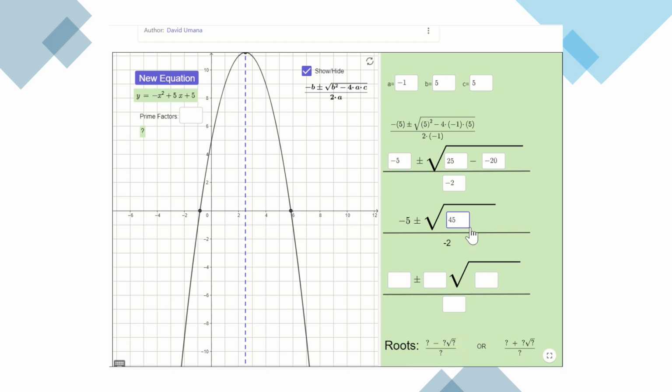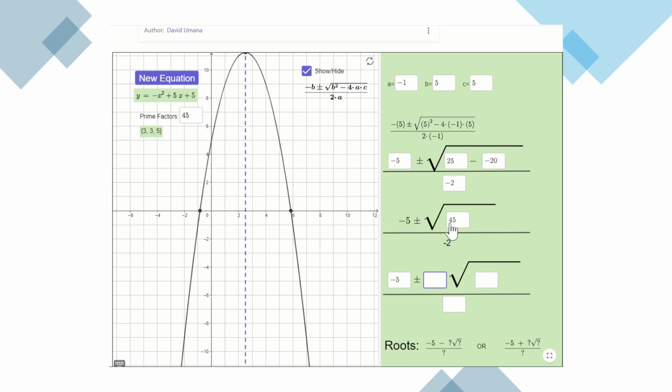So now I look at my screen and notice that there's a slot for the prime factors. That's going to be the prime factors of 45. So I'll click 45 in here, press enter, and I come to see that my prime factors of 45 are 3, 3, and 5. Now that comes in handy because when I start to simplify, I'll take advantage of these numbers. Now, right before the plus or minus, I see I still have -5, so that is consistent.